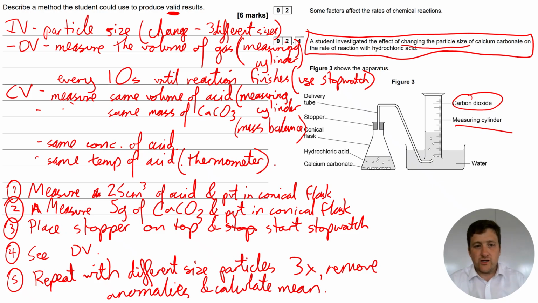There's an order to it. I've gone and told you lots of different control variables. In reality, you say one of them, and it's probably acceptable. But I've done lots because then I can use all those pieces of equipment as well to show them I know that. If I hadn't done all those control variables, I would have had to say measure 25 centimeters of acid using a measuring cylinder, measure 5 grams of calcium carbonate using a mass balance. This is acceptable. You can put it in the method. I just do it slightly separately.